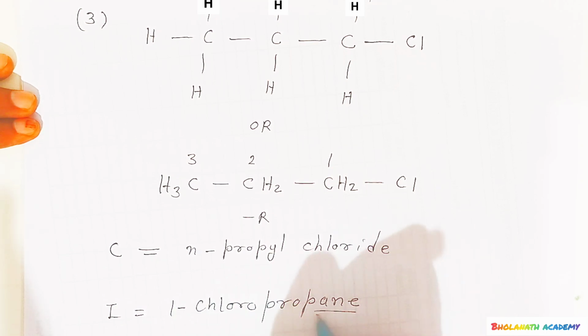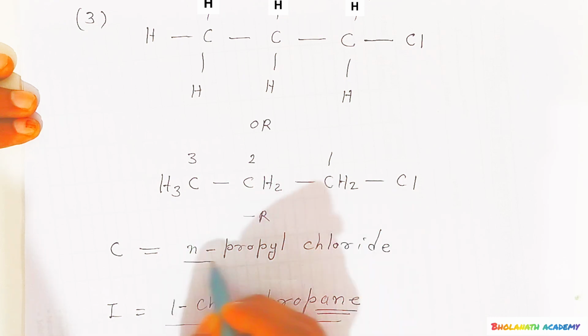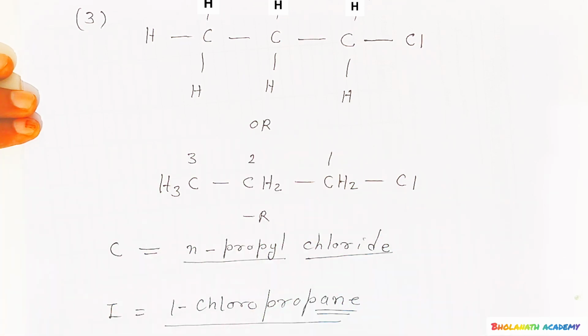Okay, students. So 1-chloropropane, and this is n-propyl chloride. N-propyl chloride is also called 1-chloropropane.